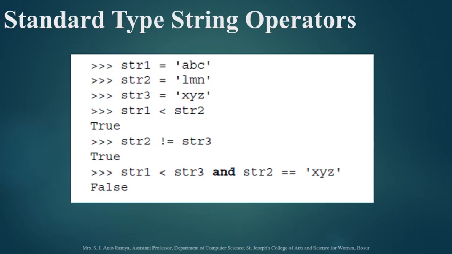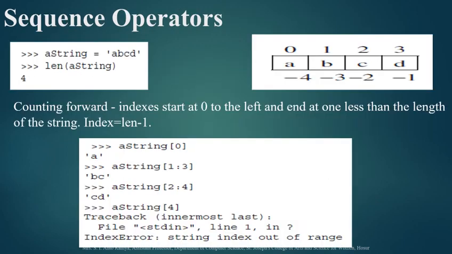So true and false is going to give false. So now we'll be seeing about forward indexing and backward indexing. Here you can see A string is equal to ABCD. Length of A string is going to be 4 characters, so it is displaying 4.